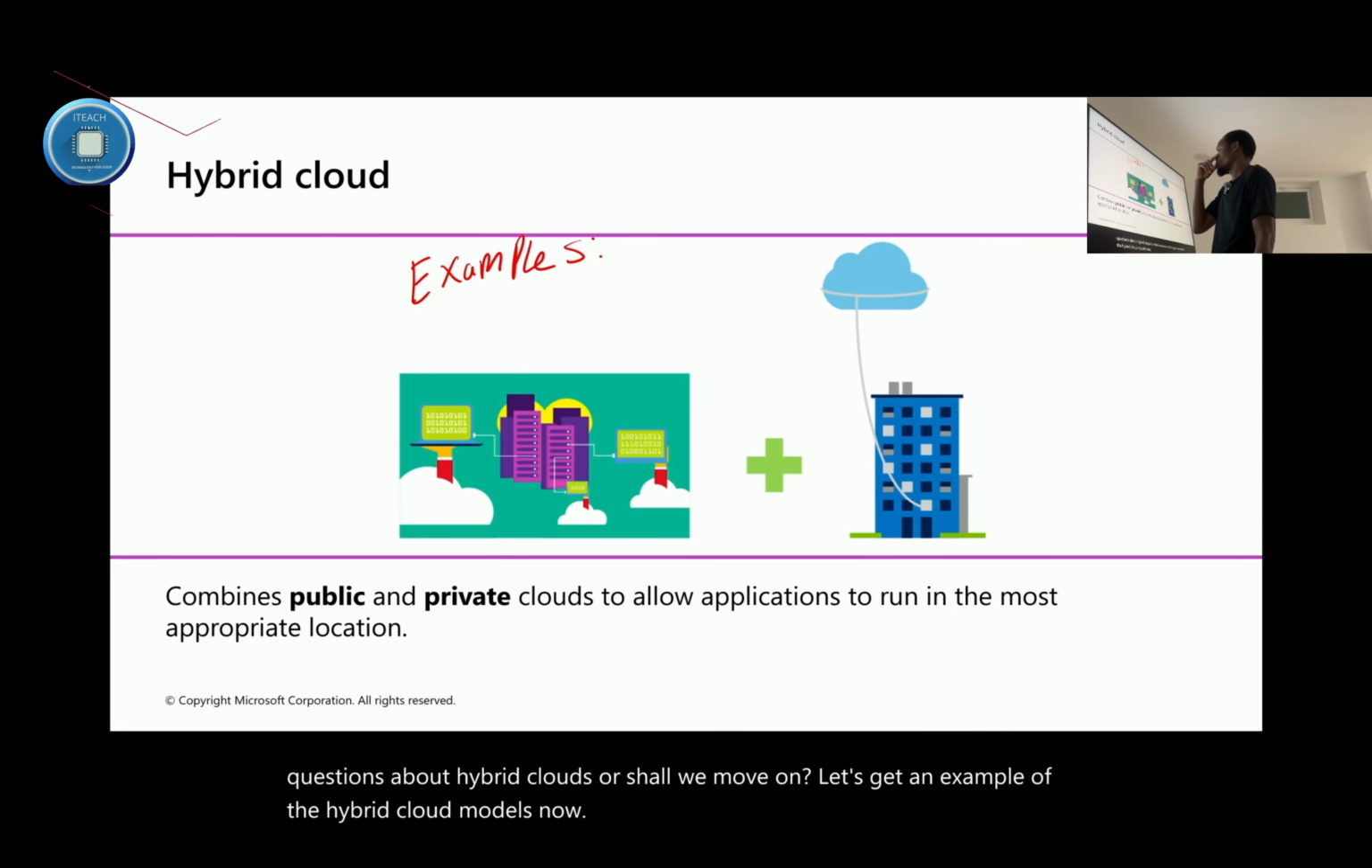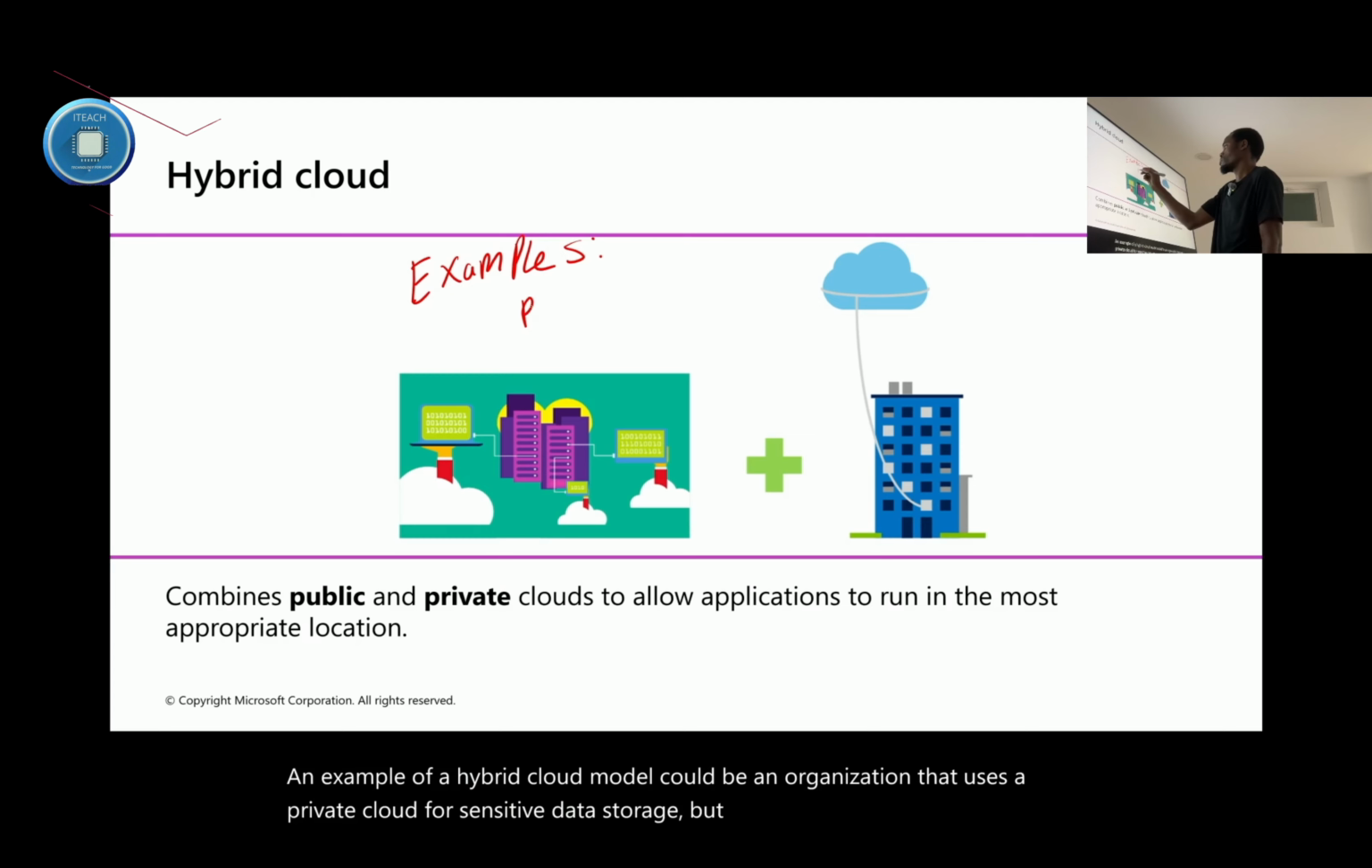An example of a hybrid cloud model could be an organization that uses a private cloud for sensitive data storage, but utilizes a public cloud for things like their website or less sensitive applications. This allows them to take advantage of scalability of public cloud while maintaining the security of a private cloud. Is there anything else I can elaborate about hybrid cloud models?